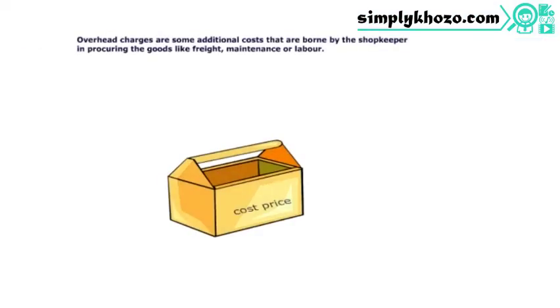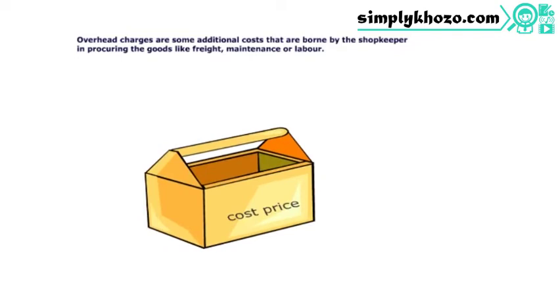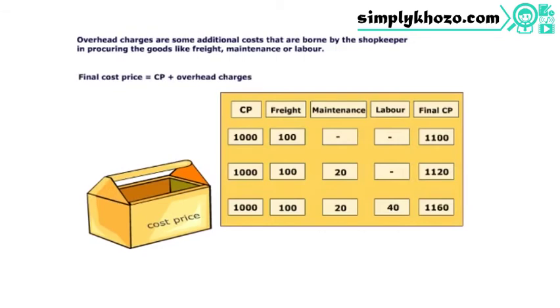There are some hidden costs that are borne by the shopkeeper in procuring the goods, like freight, maintenance, or labor. These additional costs are referred to as the overhead expenses and are added in the cost of the goods. Therefore, the total investment by the shopkeeper for procuring the goods then becomes the cost of goods plus the overhead charges. Study the table to see the additions to the CP to get the final CP.